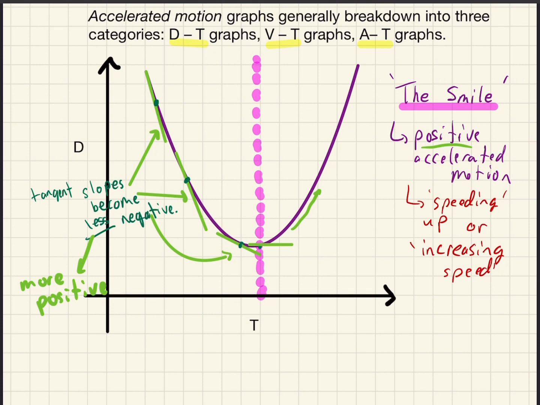Other synonyms for positive acceleration would be words like speeding up or increasing speed. And so any part of the smile over here would be speeding up or increasing speed. Now, in the case of the left side here, it would be speeding up in the positive direction. So, you were traveling west and now you're speeding up towards the east, so that you reach the east. And so it's eventually turning the other way.